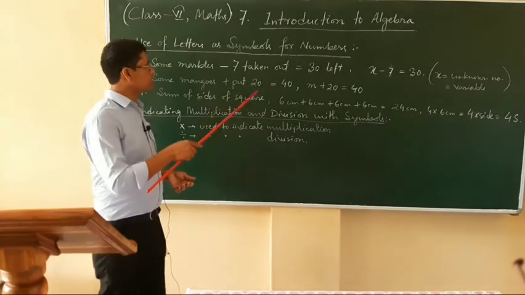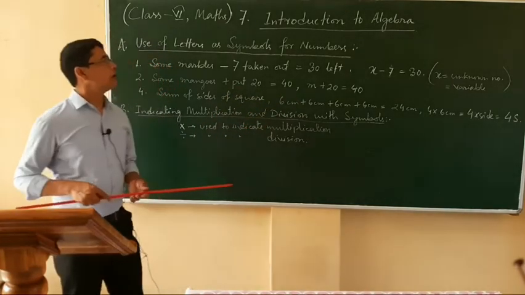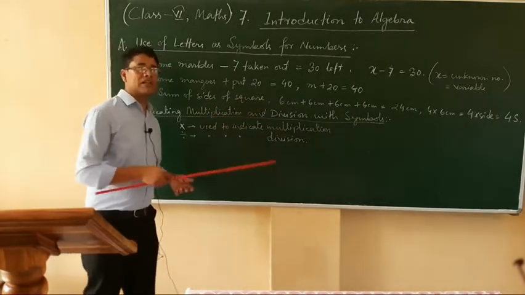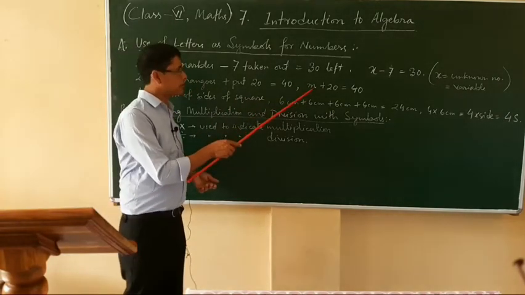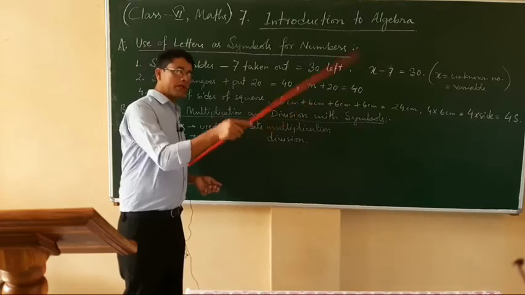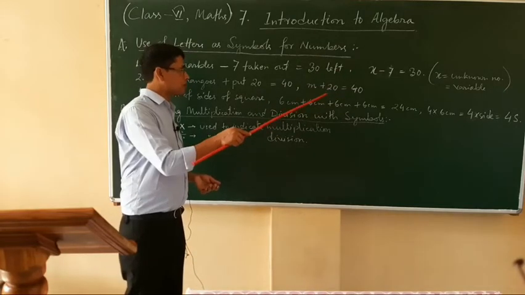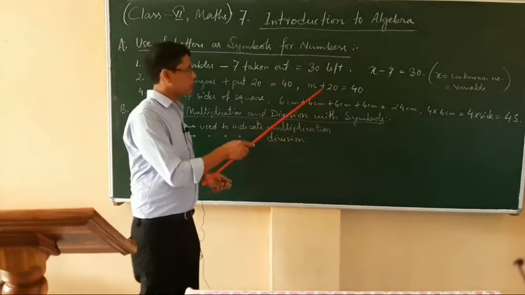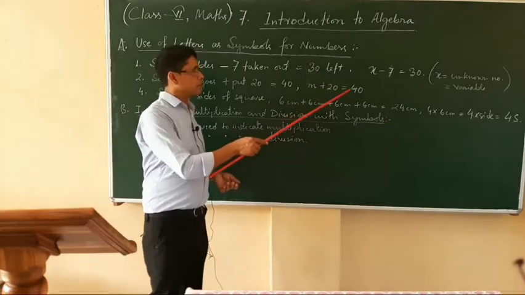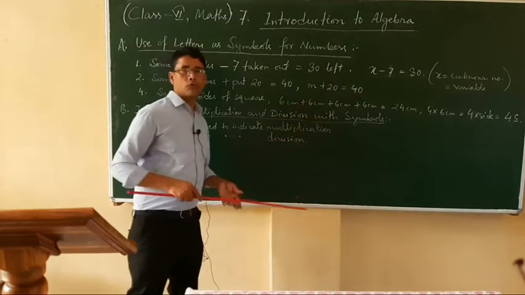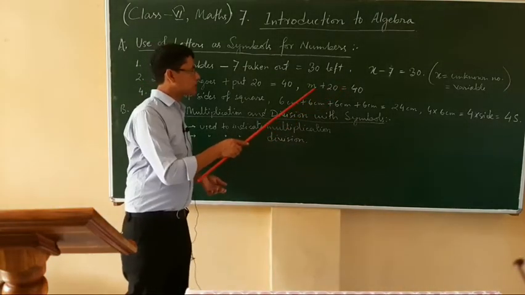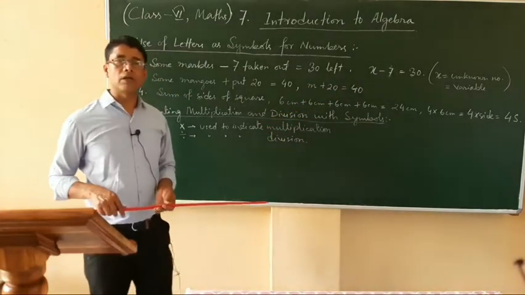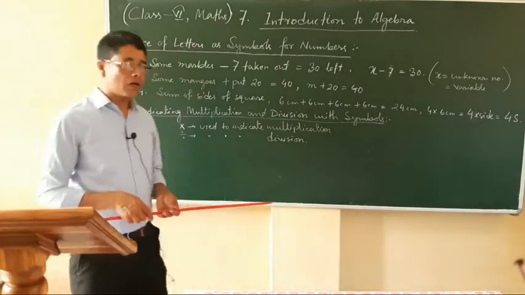Now how to write this in the form of algebra? So here some mangoes means take any alphabet, m. So as someone has put 20 mangoes, numbers will increase. So m plus 20 equal to 40. So from this, what is the value of this m, we can find it out in algebra, which will come to it afterwards.